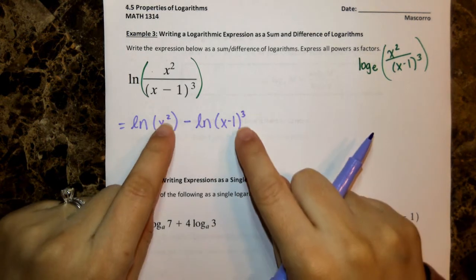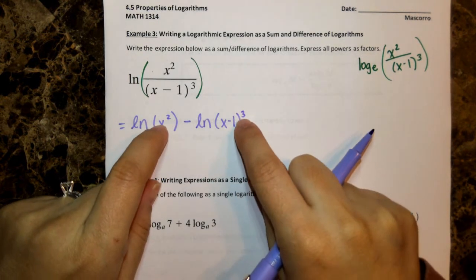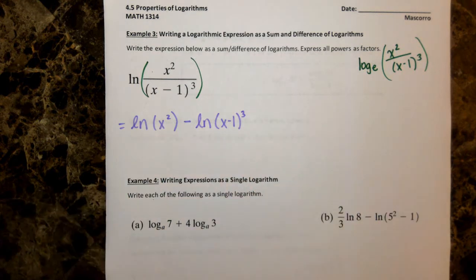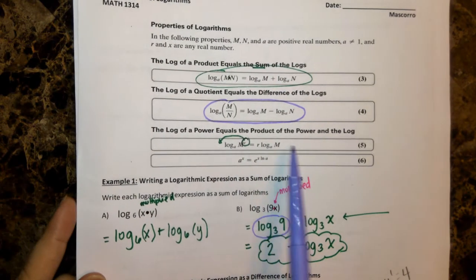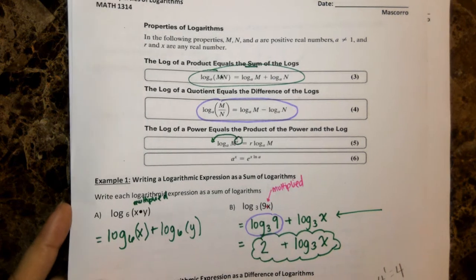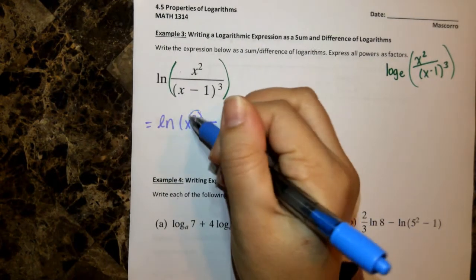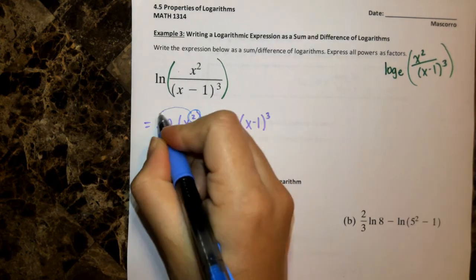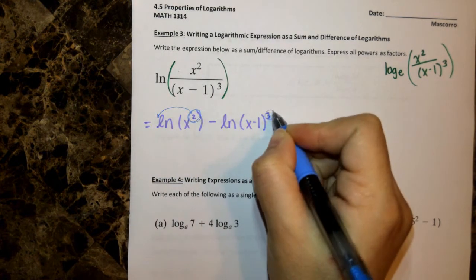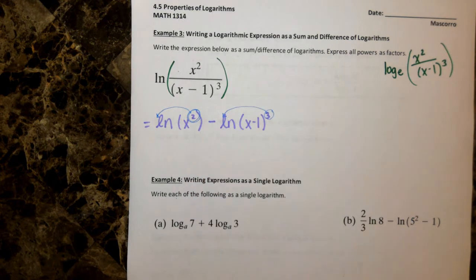I also noticed that each of these natural logs have exponents on them. Anytime you have exponents, you can always use this third property. It's called the power of logarithm property. And what you can do is take that exponent and move it to the front of the natural log as a coefficient, and it'll give you the same value.